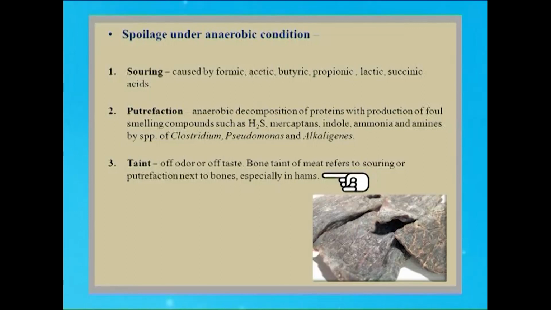The taint refers to the off color and the off odor, especially the bone taint which is encountered in the spoilage of the meat, which refers to the putrefaction, that means the degradation of the meat next to the bone, and therefore this is called the bone taint.